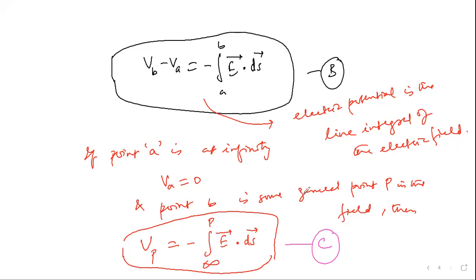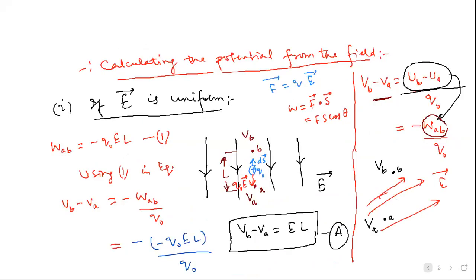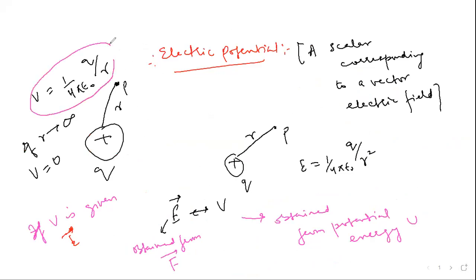Only difference between B and C is that in equation B, point A and point B both are within the field. In equation C, point A is at infinity, and there we take potential as 0. And point B we write in terms of a general point B within the field. So integration limits change from infinity to point B, and potential at point B is given by this thing, right? Now we calculate electric potential due to some charge distributions. I've already told you that electric field due to a point charge is given by this expression. Today I will show you how to derive it. We derive this expression. I write potential due to a point charge.